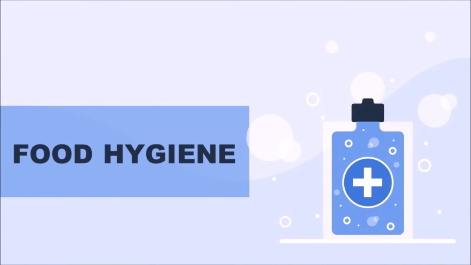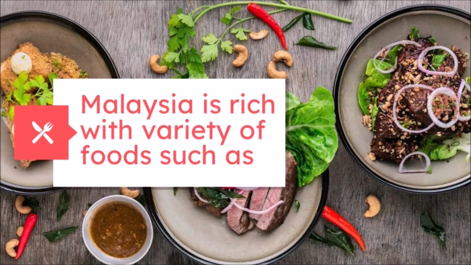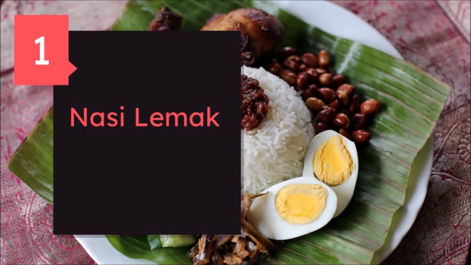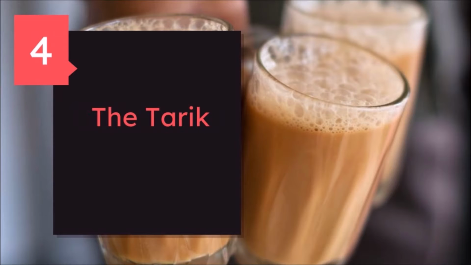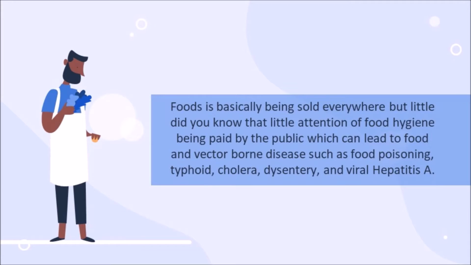Food hygiene. Malaysia is rich with a variety of food such as nasi lemak, char kway teow, nasi kandar, and teh tarik. Food is basically being sold everywhere, but little did you know that little attention to food hygiene is paid by the public, which can lead to food and waterborne diseases such as food poisoning, typhoid, cholera, dysentery, and viral hepatitis A.